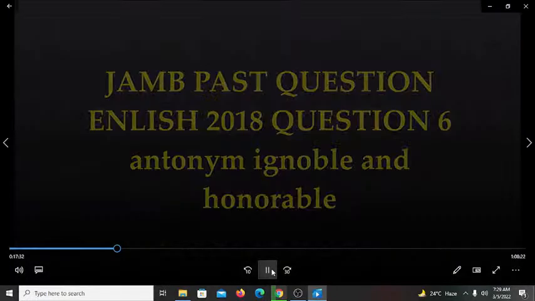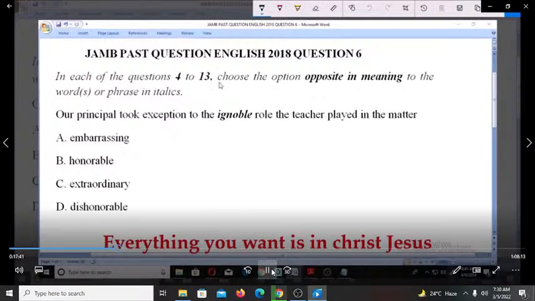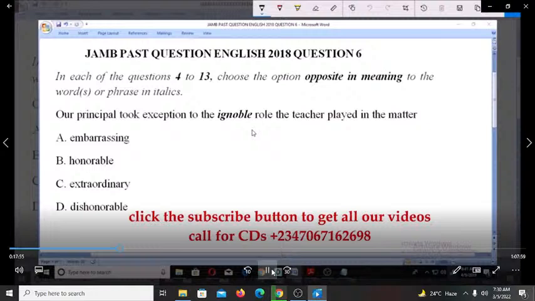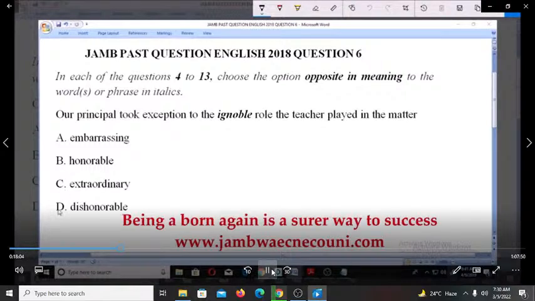Hello, welcome. Let's look at this JAMB past question, English 2018, question number 6. In each of the questions 4 to 13, choose the option opposite in meaning to the word or words or phrase in italics. Our principal took exception to the ignoble role the teacher played. The word we are looking at is ignoble, and the options are A, embarrassing, B, honorable, C, extraordinary, D, dishonorable.